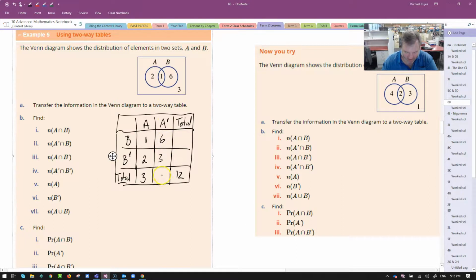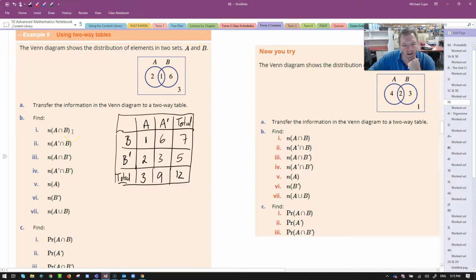Let's do our adding up and make sure these work. 6 and 3 is 9, 3 and 9 make 12. What about going across? 2 and 3 make 5, 1 and 6 make 7, 7 and 5 make 12. So again, you can read the same information off a two-way table or a Venn diagram. Let's just verbally answer these. You don't need me to write them all down.